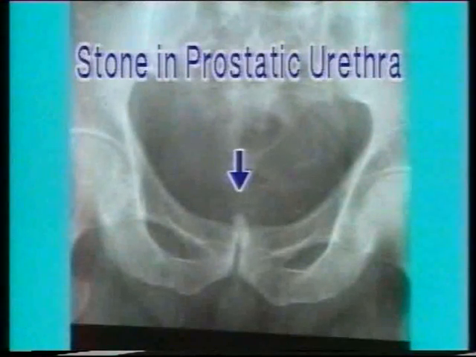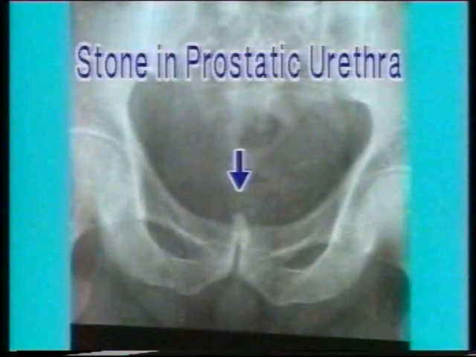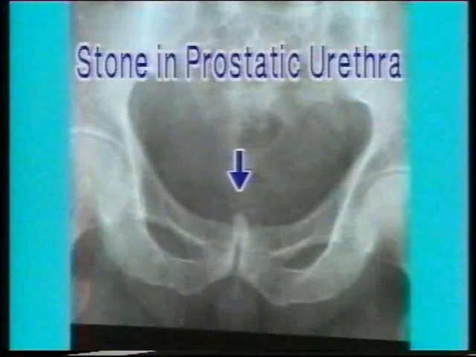This is another stone impacted in the prostatic urethra. It is vertically oblong, that is, it is a ureteric stone that has descended down, and it is impacted exactly in the bladder neck.